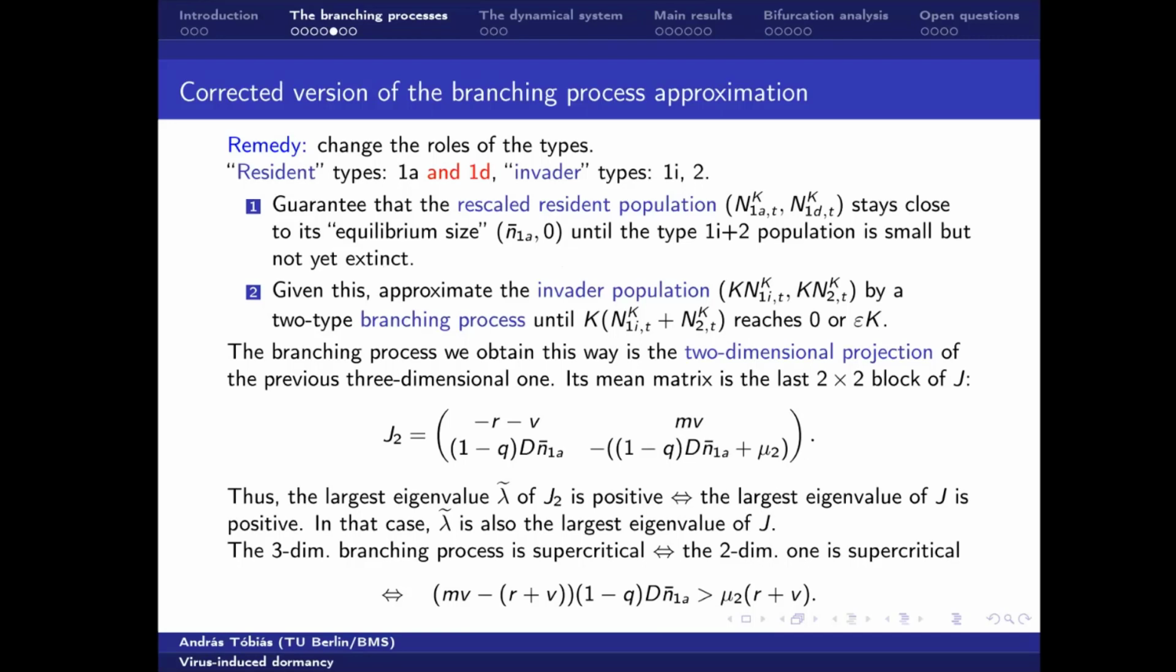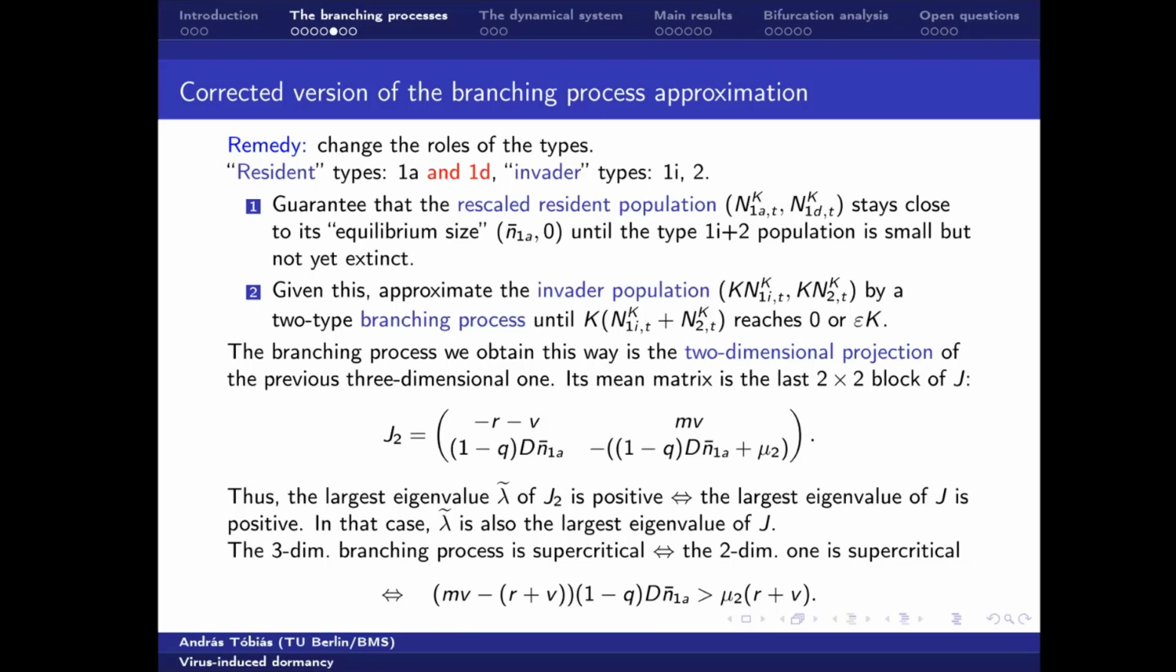is supercritical. So if and only if the largest eigenvalue of this matrix is positive, then the largest eigenvalue of J, the bigger matrix, is also positive. And in that case, if this has a positive eigenvalue, then also the largest eigenvalue of the bigger matrix is positive. This means that the 3-dimensional branching process is supercritical if and only if the 2-dimensional one is supercritical. And this gives this constraint, which is just saying that the determinant of this matrix is negative.